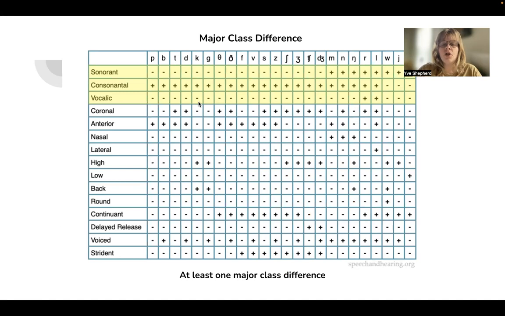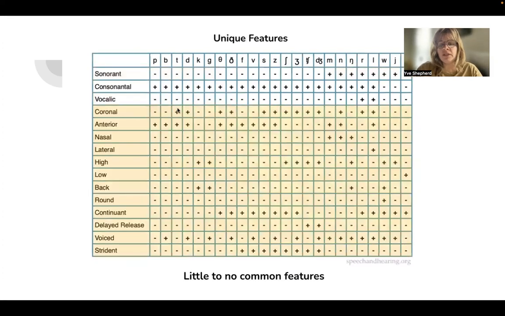The first 3 columns are called major class differences. When we chart this, which I'll show you, or when we analyze it, we want to have at least one major class difference between the target sound and the other potential target sounds for our maximal pairing. And then we have unique features below this, and these are all features that we're going to look at. We want the target sound that we've chosen to have little to no features in common with the other potential sounds that we're analyzing.